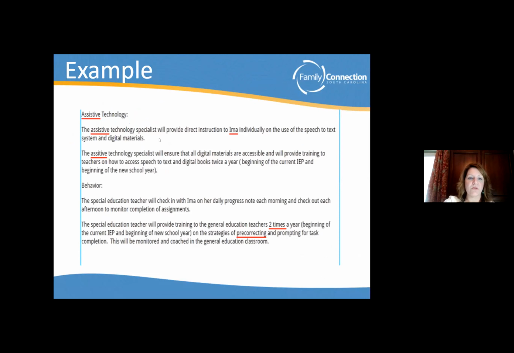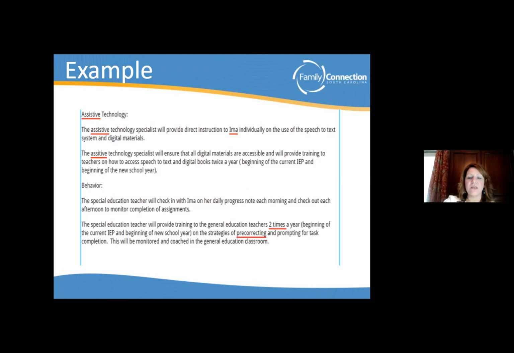So here's an example, again, kind of focused on the assistive technology component here. So is trying to make the language as explicit as possible. The assistive technology specialist will provide direct instruction individually using the speech to text system and digital materials. The specialist will ensure all digital materials are accessible and provide training to teachers. And then behaviorally, they'll check her daily progress note each morning. So it doesn't just stop there. It says more specifically each morning and check out each afternoon.